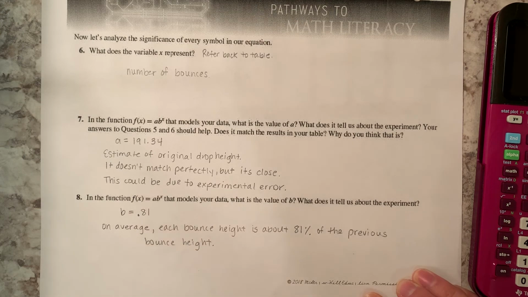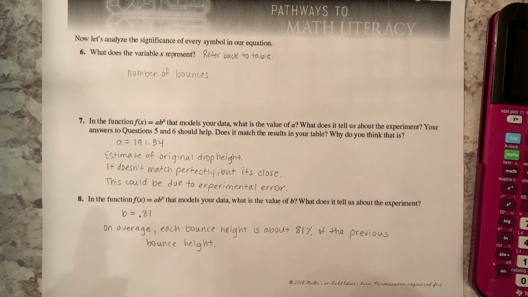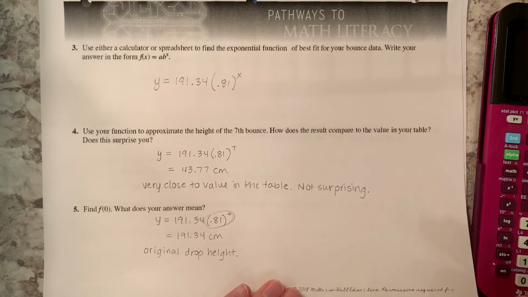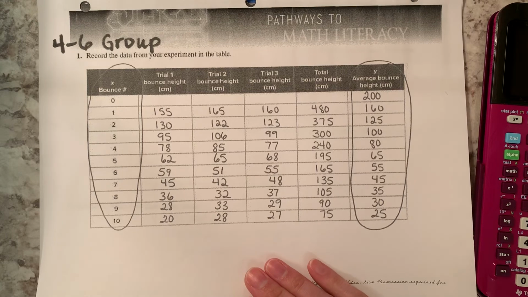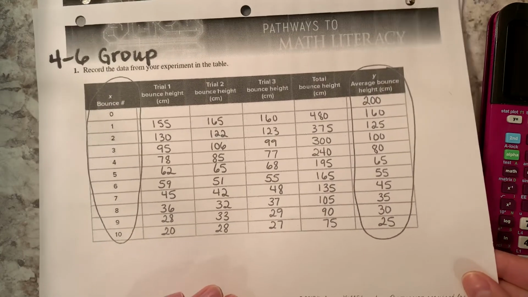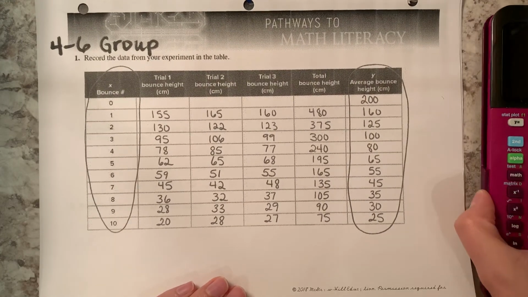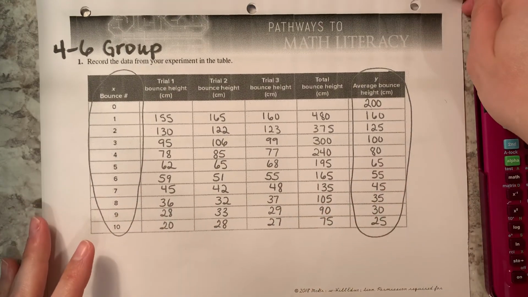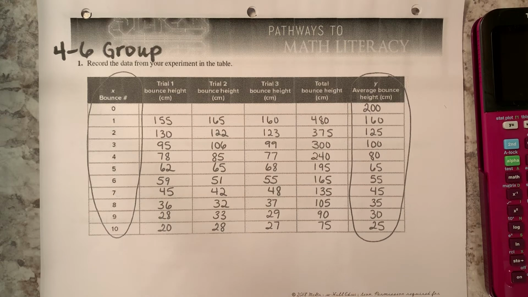Okay, and that's the last question for 4-6. I just wanted to do kind of a brief overview of exponential functions, especially with real data, and just kind of talk a little bit more about what the A and B values meant and all that. So hopefully this gave you a little bit better understanding of exponential functions.